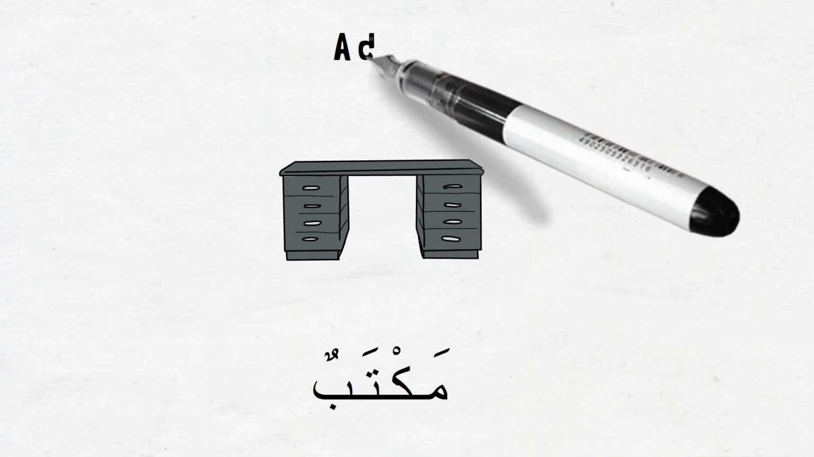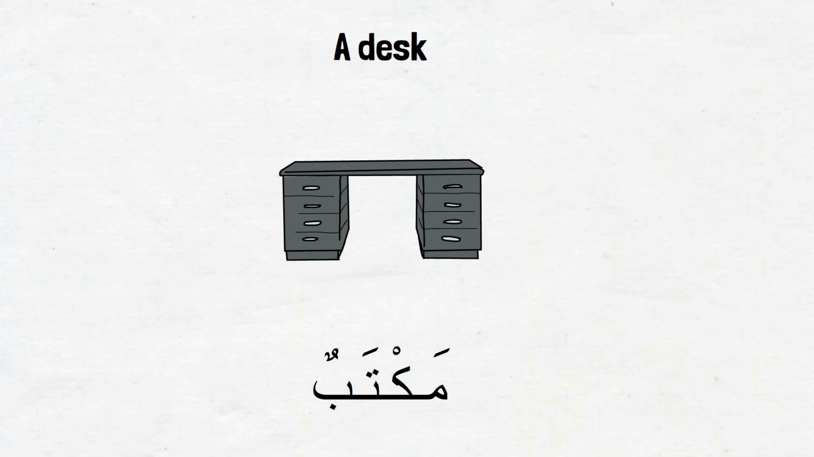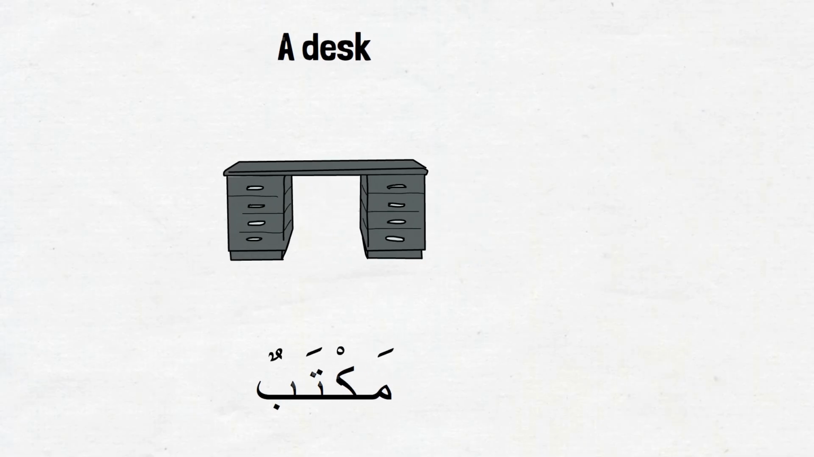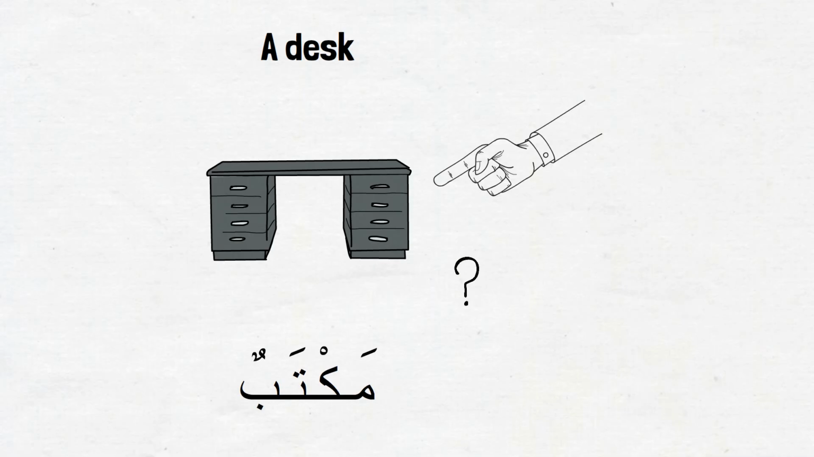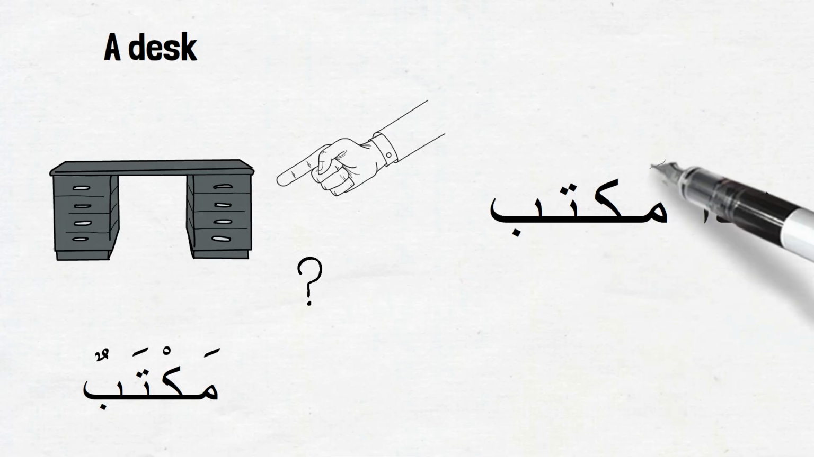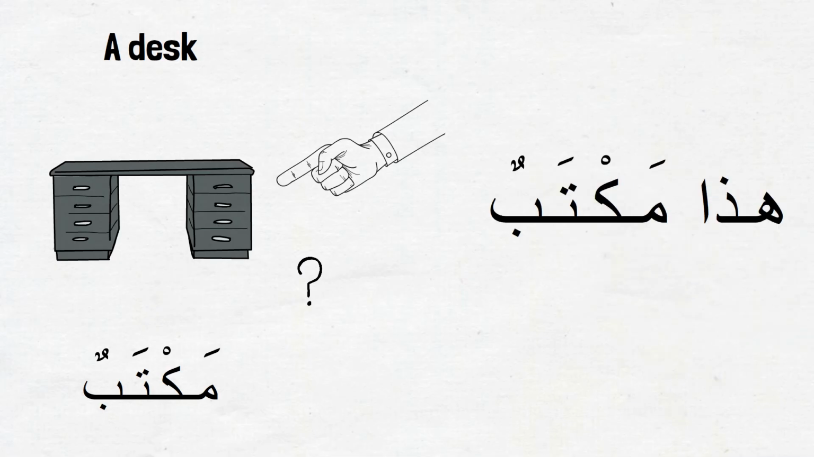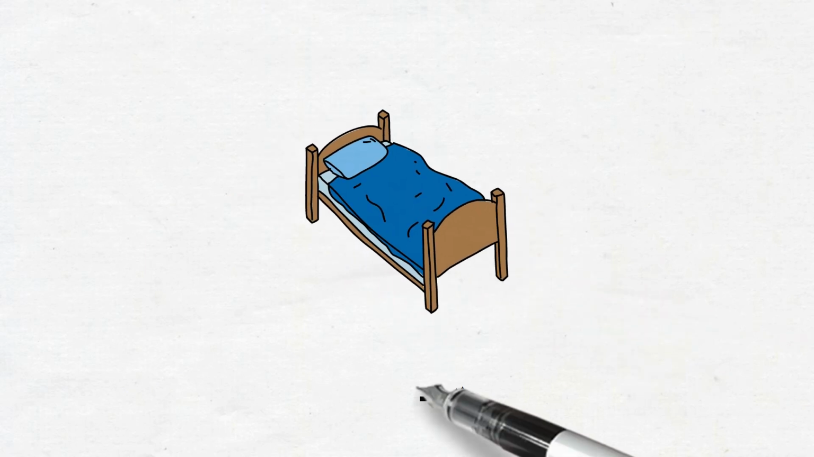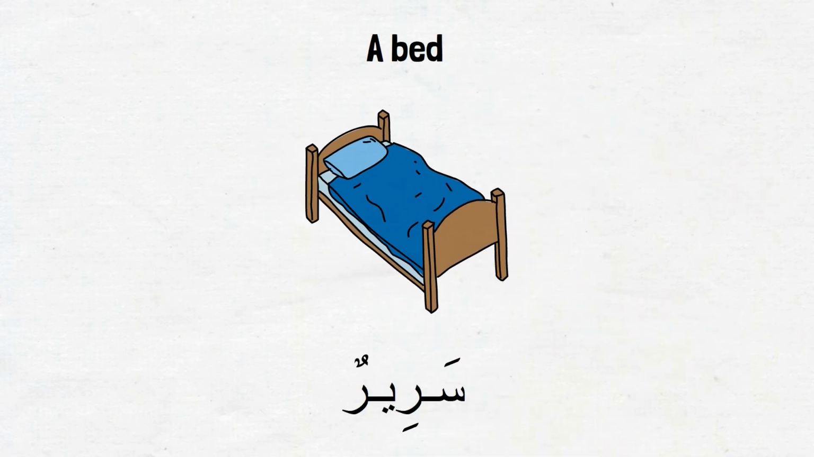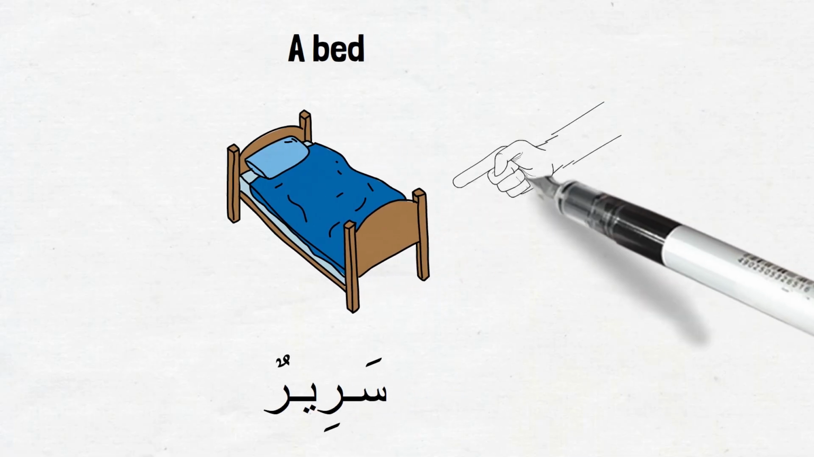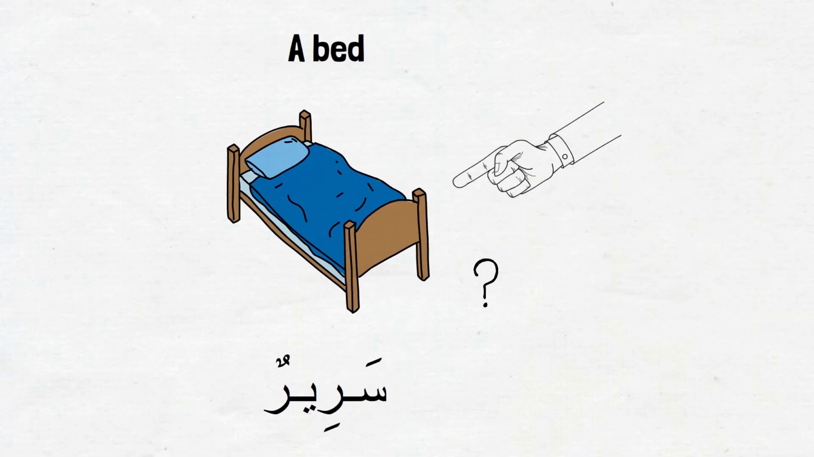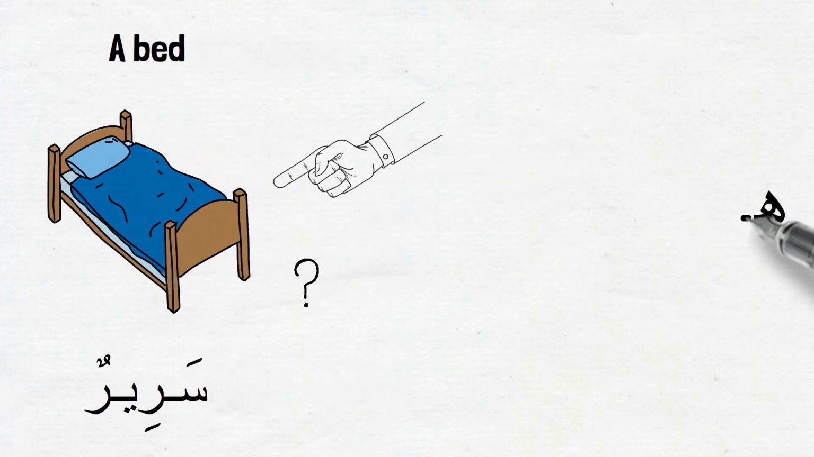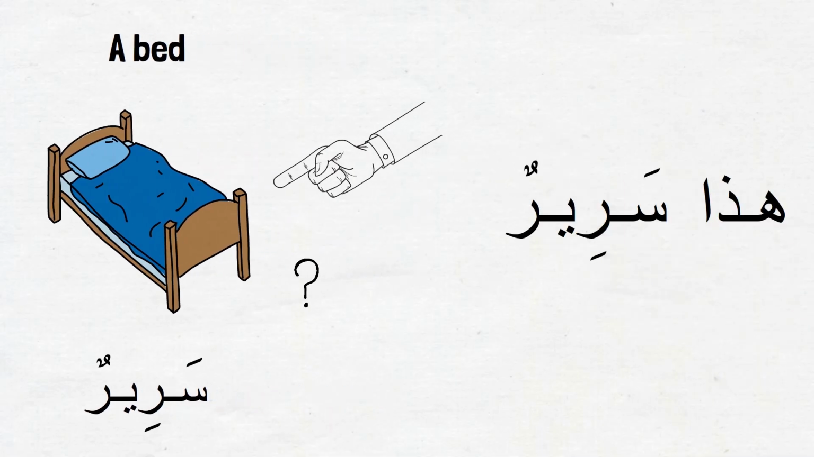مكتب. A desk. مكتب. And how do we say this is a desk? هذا مكتب. سرير. A bed. سرير. A bed. And how do we say this is a bed? هذا سرير.